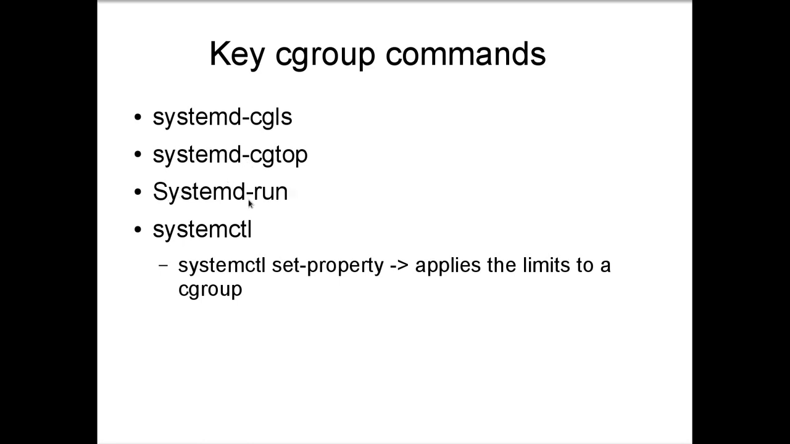The systemd-run command is very useful and illustrates how we can start transient processes and create scopes. Of course, there is the systemctl command, and in particular systemctl set-property, which is used to apply limits to a cgroup, a hierarchy of processes controlled by a cgroup. This is the command that you use with a particular cgroup subcontroller to limit CPU, memory, bandwidth, and a number of other resources.